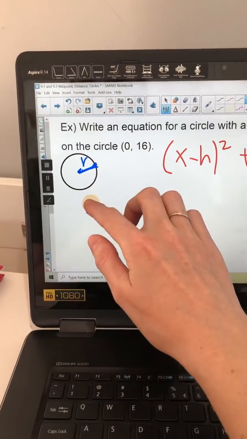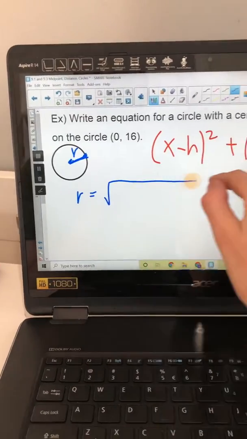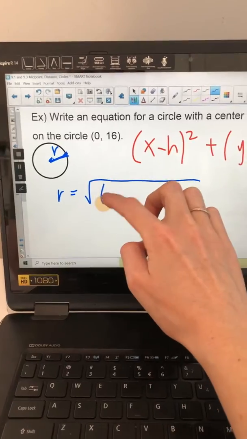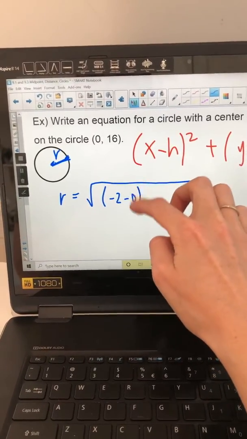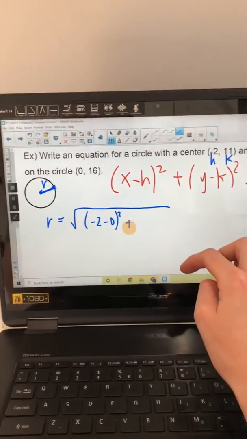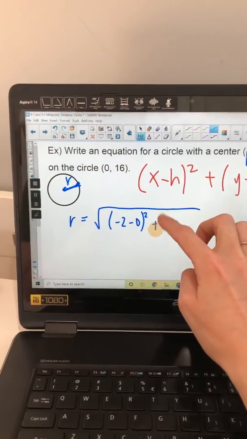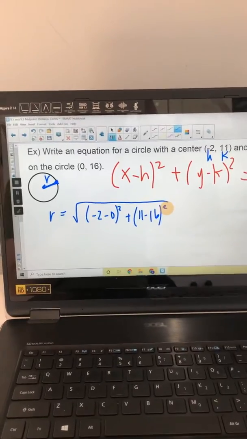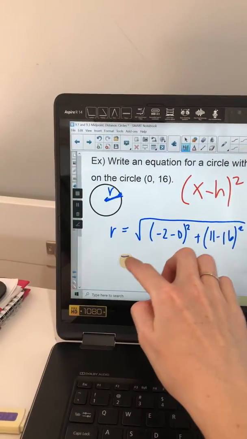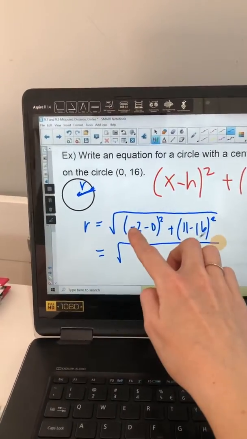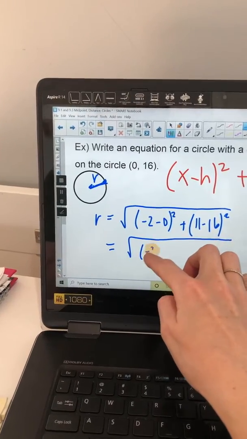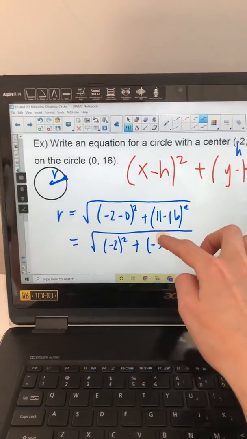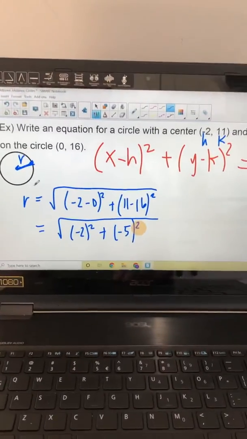So the radius then is the square root of the difference of the x's, so (-2 - 0)^2, plus (11 - 16)^2, in the square root of their sum. So -2 minus 0 is -2. 11 minus 16 is -5. And we're going to square both of those pieces.